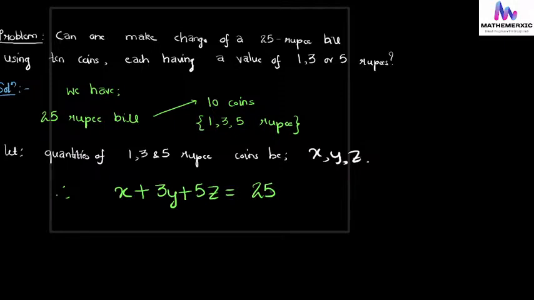3 taken 8 times is not possible. If you go for 3 taken 8 times, that is 24, and 1 more, so whether it is compulsory here or not, we don't know. Can one make change of a 25 rupee bill using 10 coins, each having a value of 1, 3 or 5? Each coin is either 1, 3 or 5. So that is also an important part.